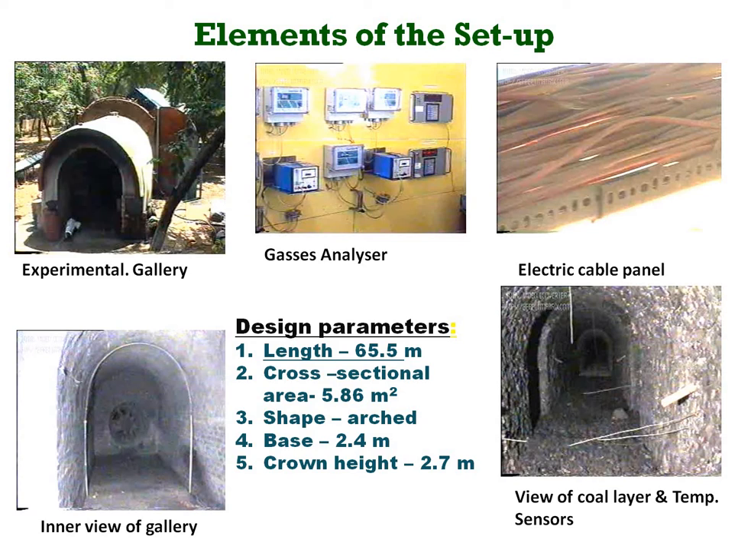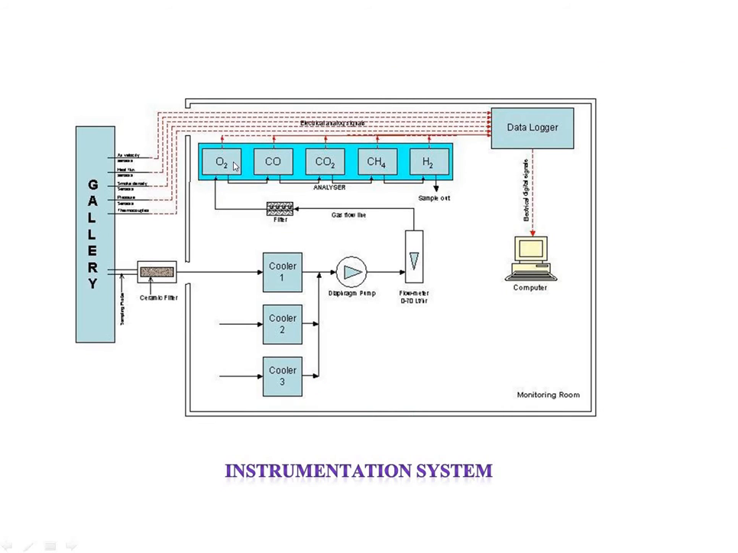This is the most important thing whatever I have shown in this chapter, the elements of the setup. Here it is given the view of the coal layer, and the temperature sensors are also there, because the electrical cable panel as well as the electronic cables, I mean the communication systems, will be properly implemented and set up in this video. Okay, so the sensors given here are CO2, O2, CO, CH4 and H2 sensors, that is the sample out, and cooler 1, cooler 2, cooler 3 will be there.